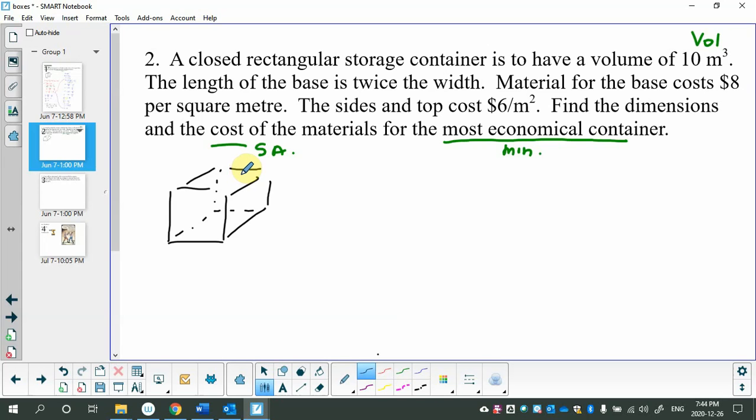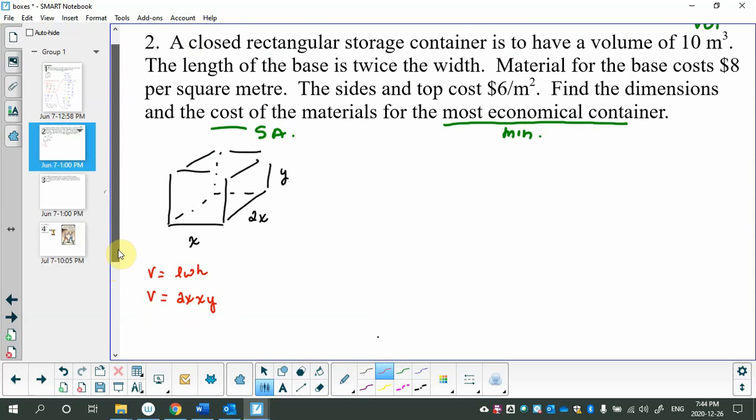So it says the length of the base is twice the width. So I'm going to make this my width, and I'll make this the length of the base, which is twice the width. And then this is unknown, so you get to call it another letter. And dig out the red pen. Volume is length times width times height, so it's actually got a formula. So that's 2x times x times y.